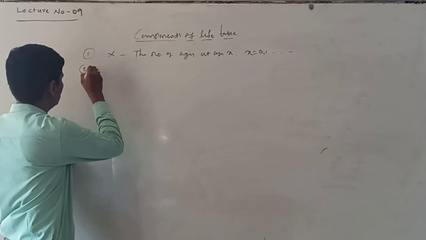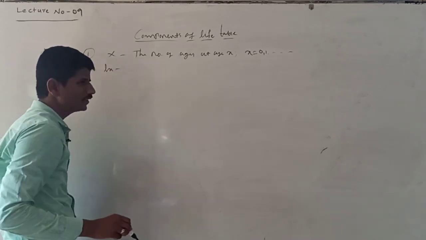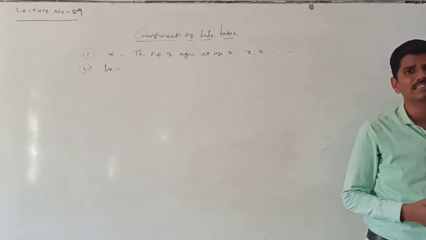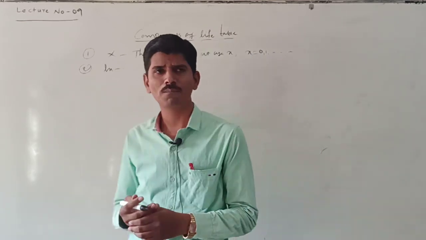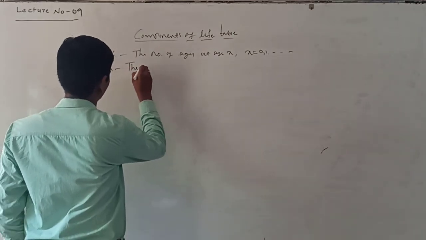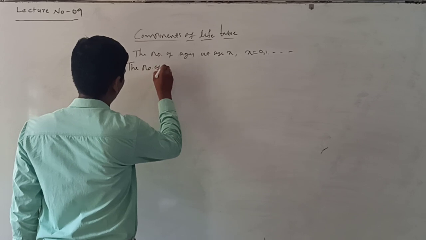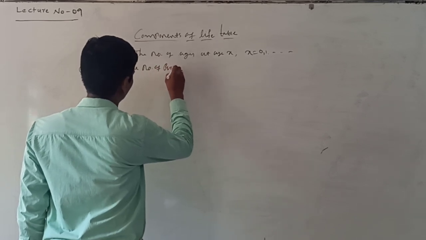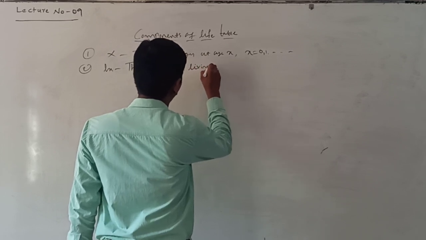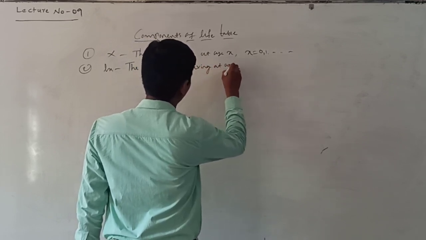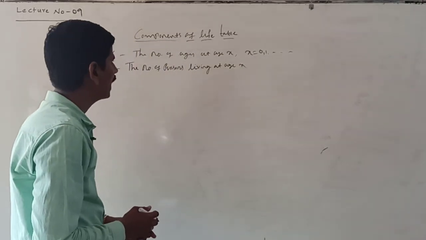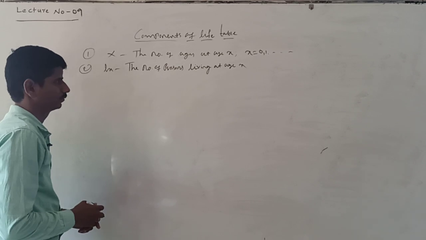Second one is small lx. lx means the number of persons living at age X.